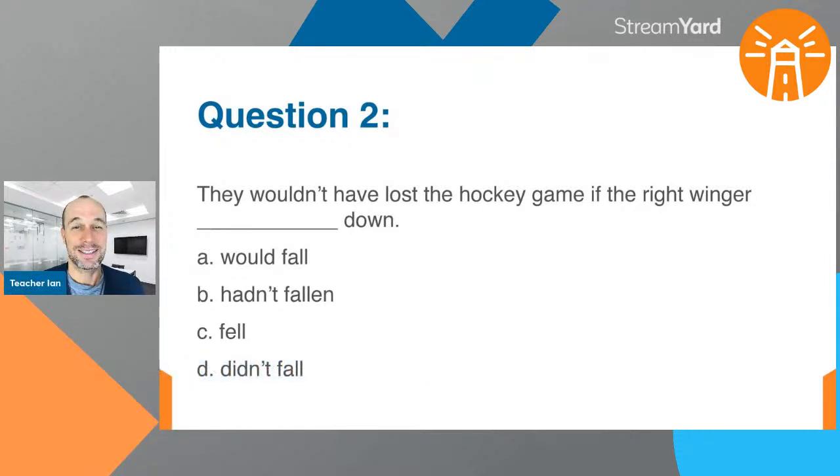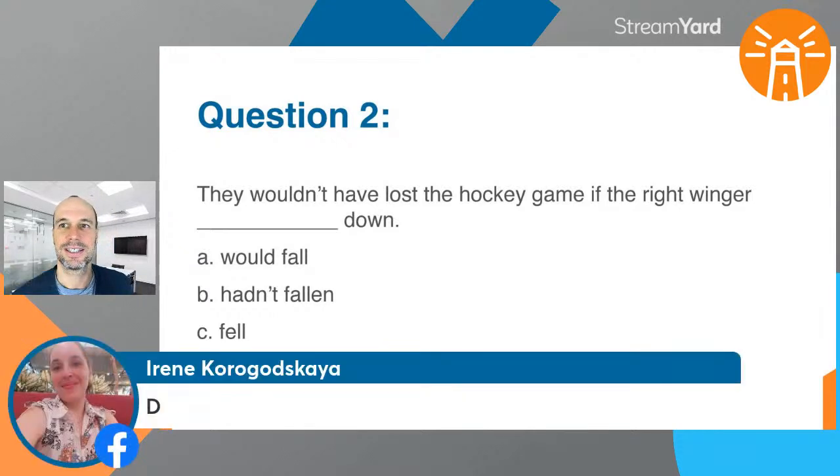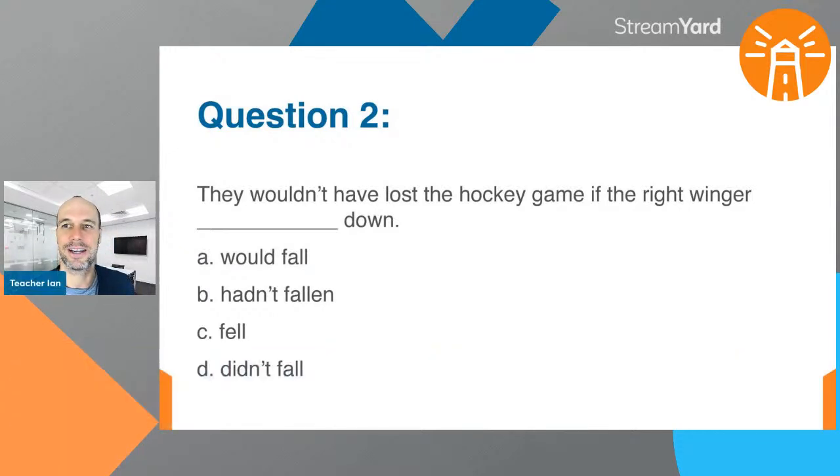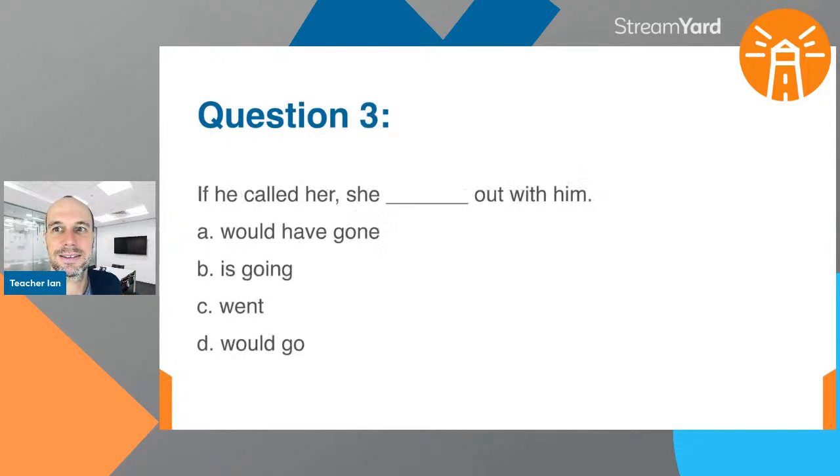B is correct. But Al, I accept your answer, D. It's okay. It sounds good to my English ears. Hadn't fallen is great. Didn't fall is okay as well. If you said B, you're correct. D is correct. Both of them sound good. You got it, Irene. So B or D, either of those is correct. We're going to go pretty fast because we don't have that much time left.